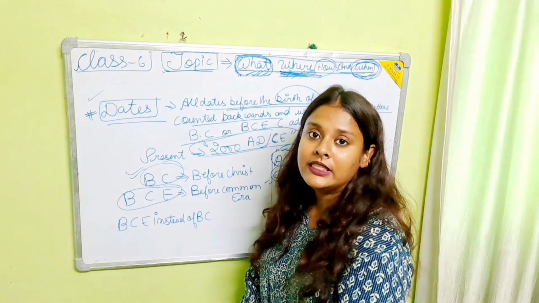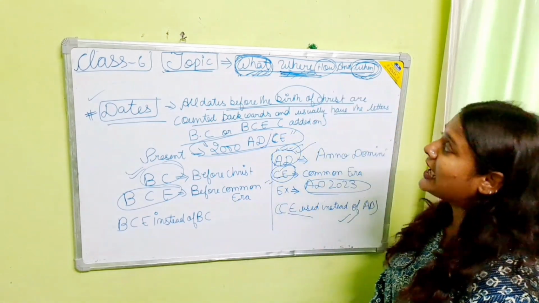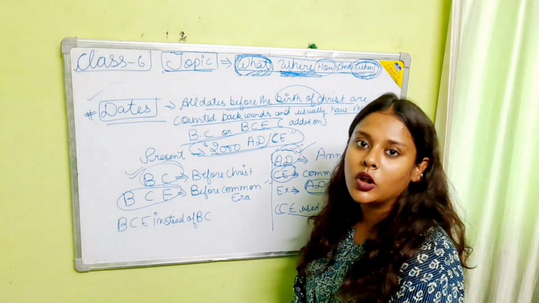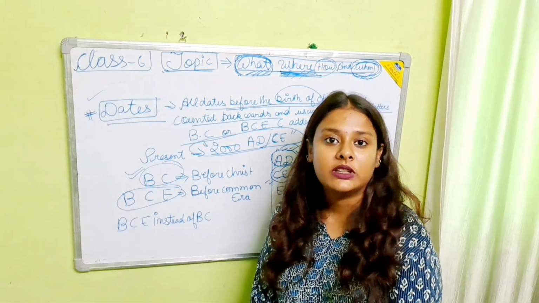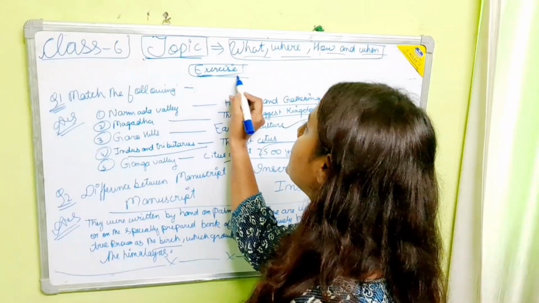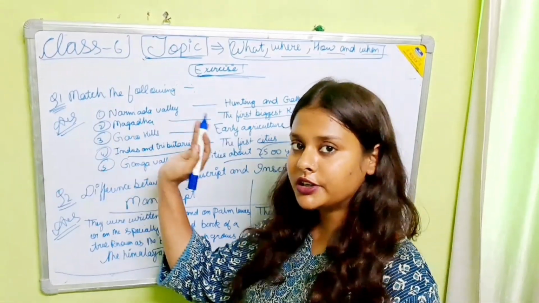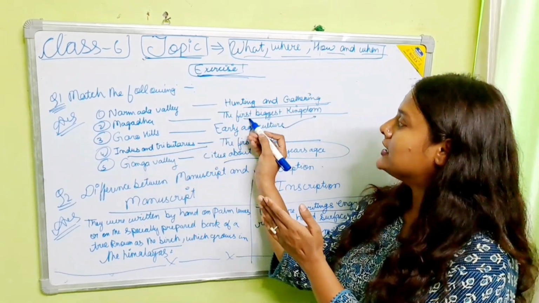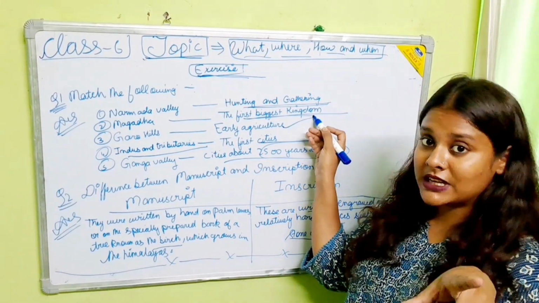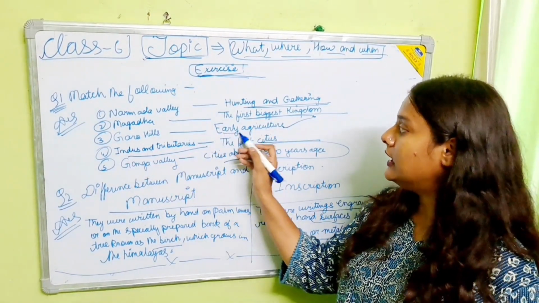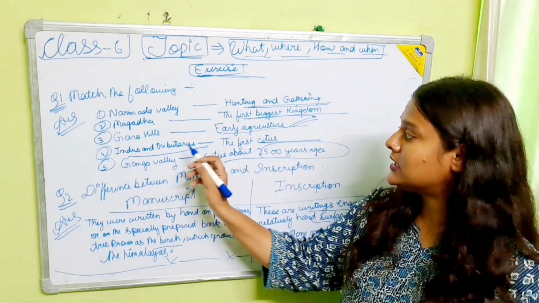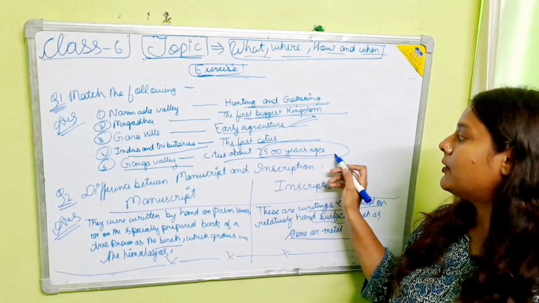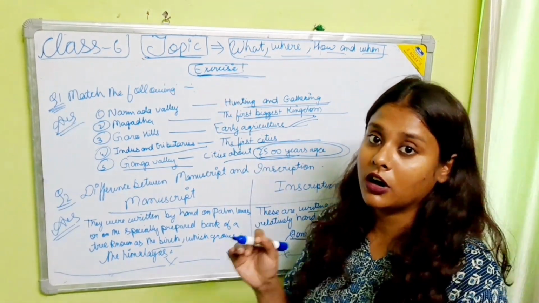Now we are done with this chapter named What, Where, How and When. We have discussed all of this. Now we are going to start with its exercise. Exercise, match the following. I have already written the correct answer. When you see Narmada Valley, that is hunting and gathering. Magadha, it is the first biggest kingdom. It is present in Bihar. Now Garo Hills, early agriculture started at Garo Hills. Then Indus and tributaries, the first cities developed there. Now Ganga Valley, cities about 2500 years ago.